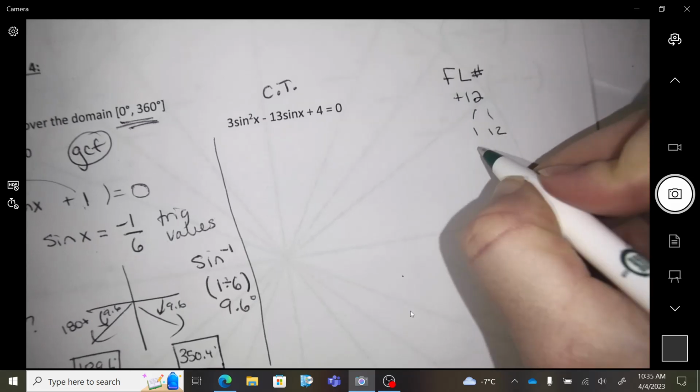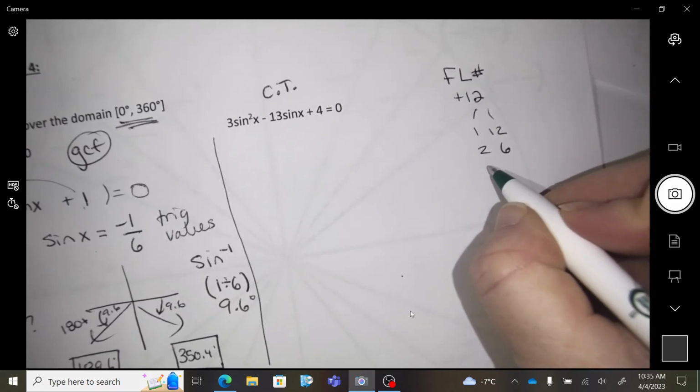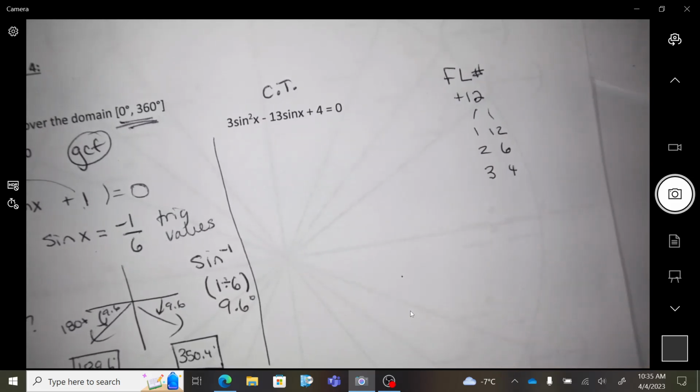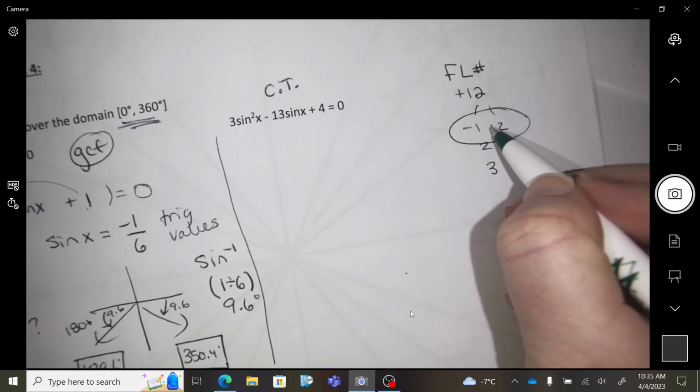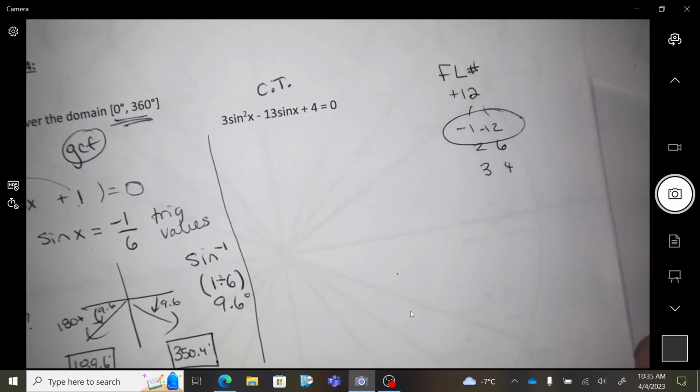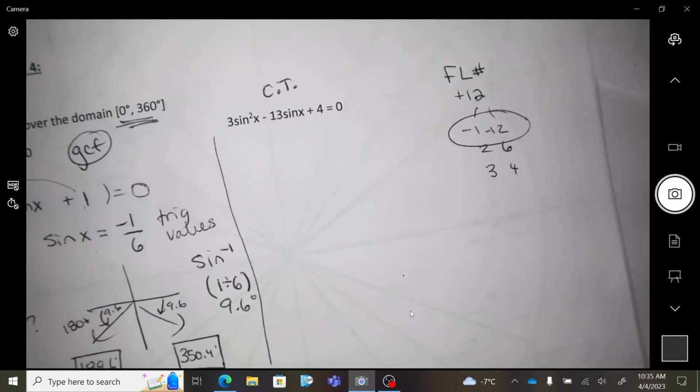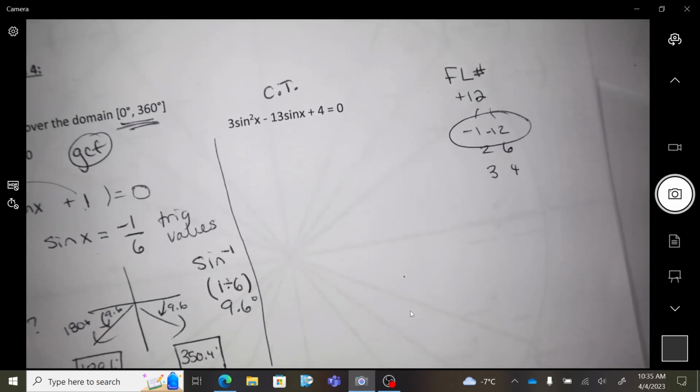1, 12, 2, 6, 3, 4. I need something to do a positive 12 multiplication and a negative 13 addition. Does anything work? Negative, negative to multiply positive, add negative 13.